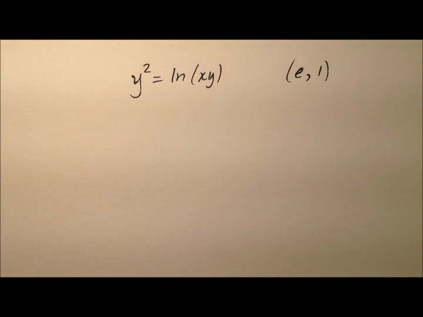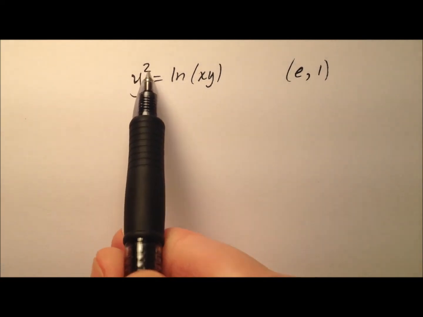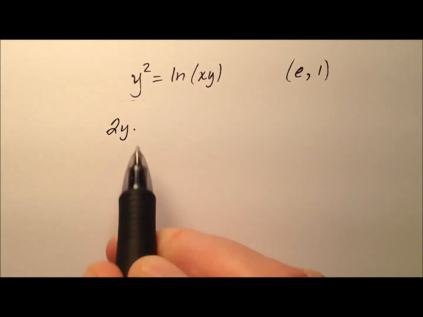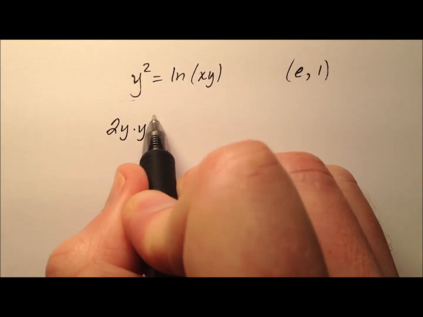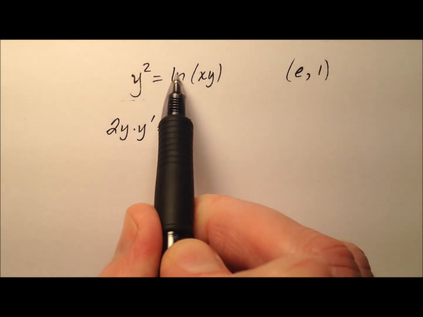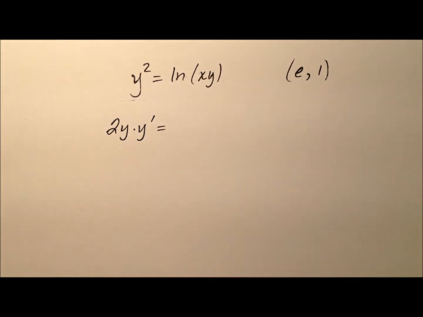Additionally, anytime that I differentiate a y term, I need to stick a y prime with it. Here I have y squared, so when I differentiate that, I'll get 2y, but of course I differentiated a y term, so let's put a y prime with that. And that equals the natural log of xy.